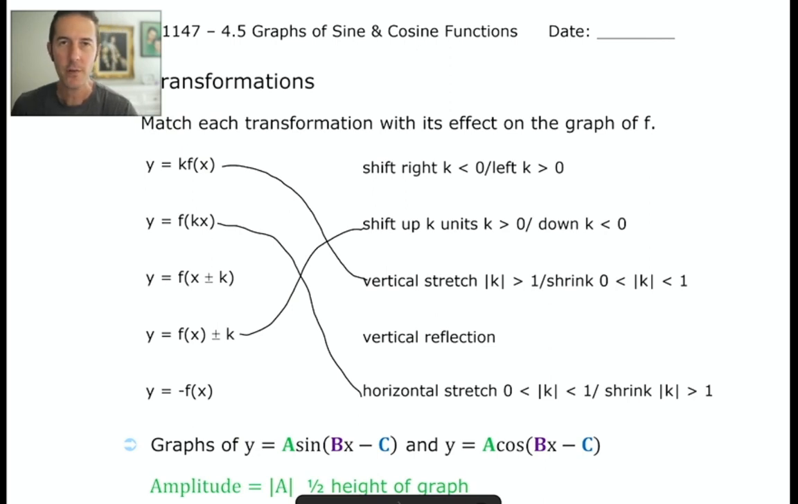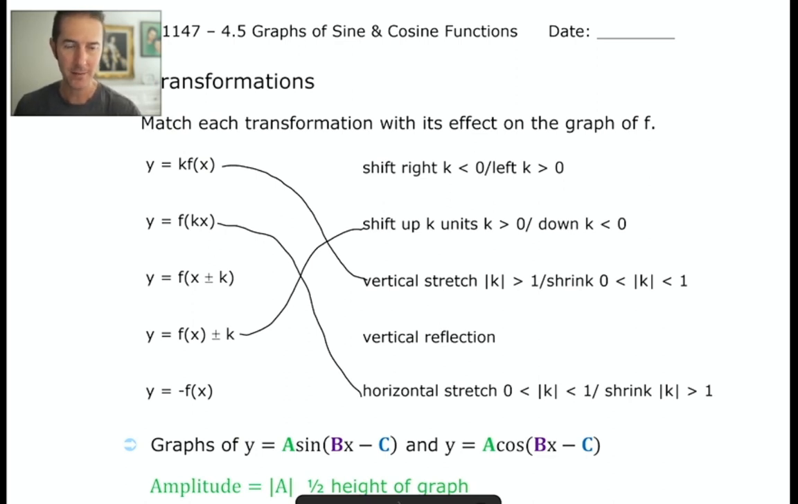So modifications on the outside of the function impact y values. They either multiply the y values to make them larger, multiply the y values to make them smaller, in which case you get a compression from the top and from the bottom, or if you're adding or subtracting to the outside of the function, all of the y values will either shift up or down.